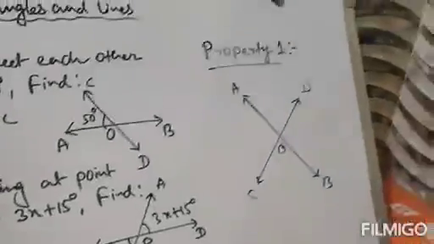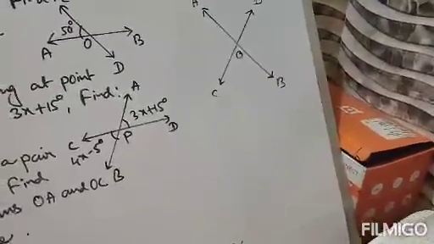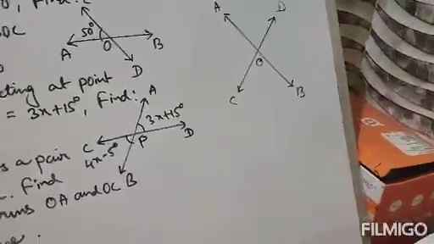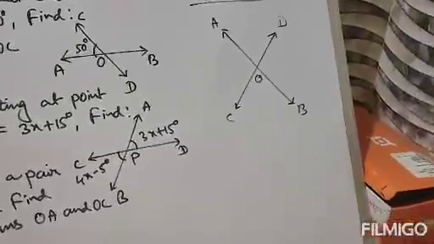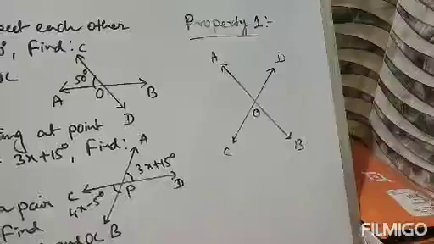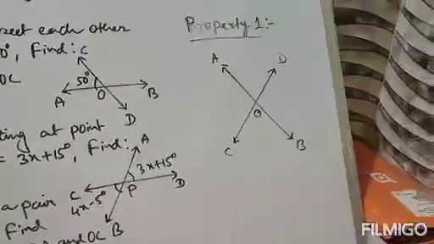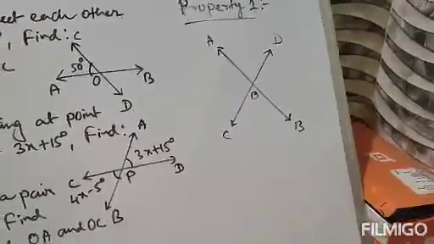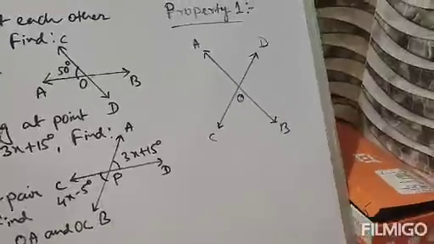So number 1, it says when two straight lines intersect each other at one point, the sum of each pair of adjacent angles is always 180 degrees. Now what are adjacent angles? In the angles chapter I have already discussed what adjacent angles are, so I will not go into details. Based on this statement I will just explain it mathematically.